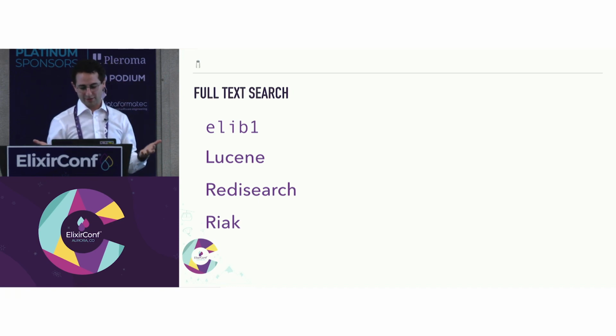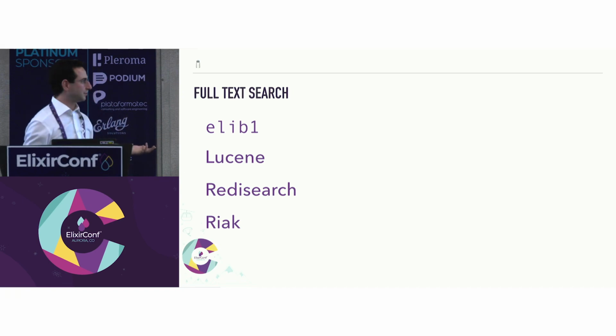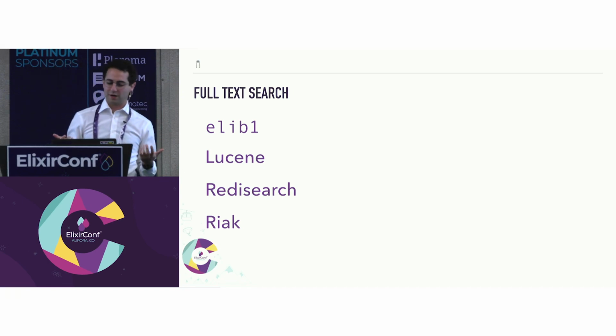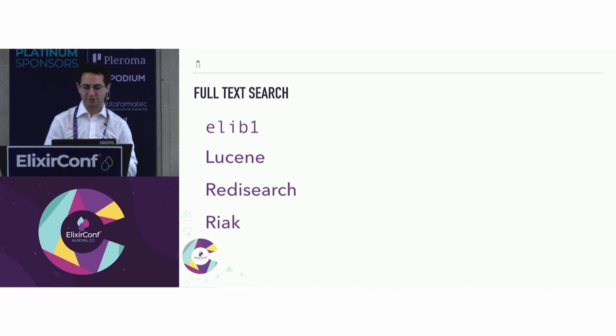Then beyond that, you have some pretty heavy-hitting libraries. You could still learn to use Lucene. You could try to integrate it with your app. You could build something different. You could use Redis search. So that's a new tool from Redis where you can do full text search inside of Redis.